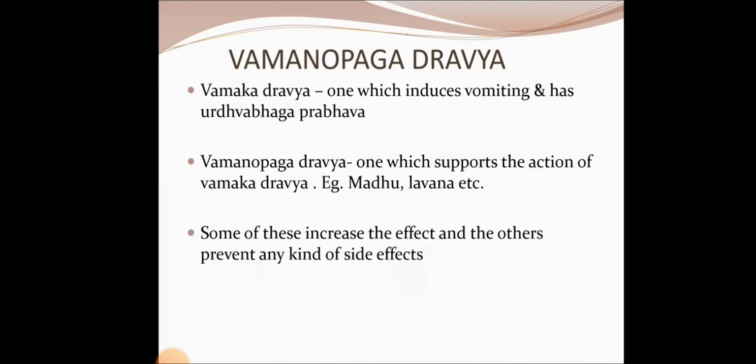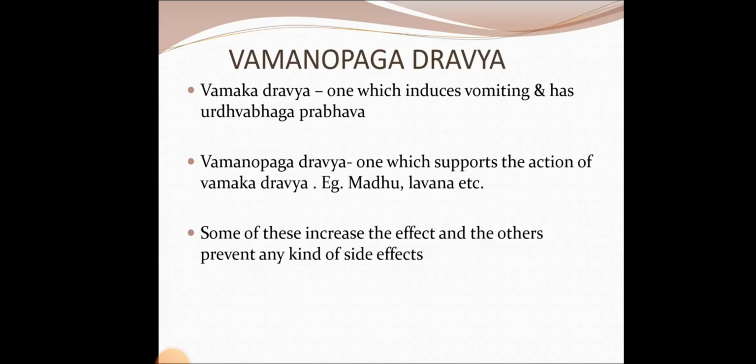What is Vamanopaga Dravya? One which supports the action of Vamaka Dravya. In previous class, we have learned Snehopaga, Svedopaga. Upaga means which supports or promotes the action of so and so procedure. In this, Vamanopaga Dravya means one which supports the action of Vamaka Dravya. Examples are Madhu, Lavana, etc. Some of these increase the effect and others prevent any kind of side effects. These are the qualities of these drugs. Some drugs increase the effect of that procedure and some others prevent any kind of side effects or complications of that procedure.